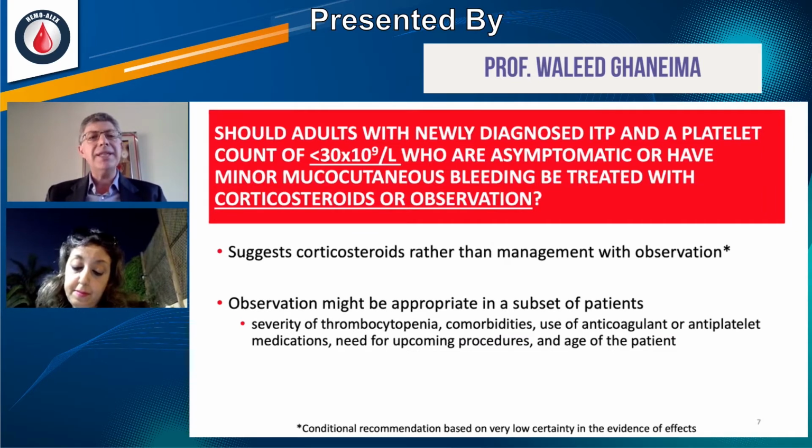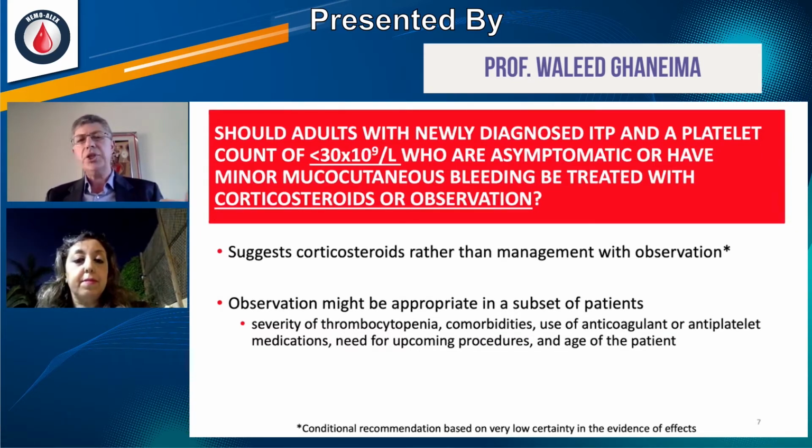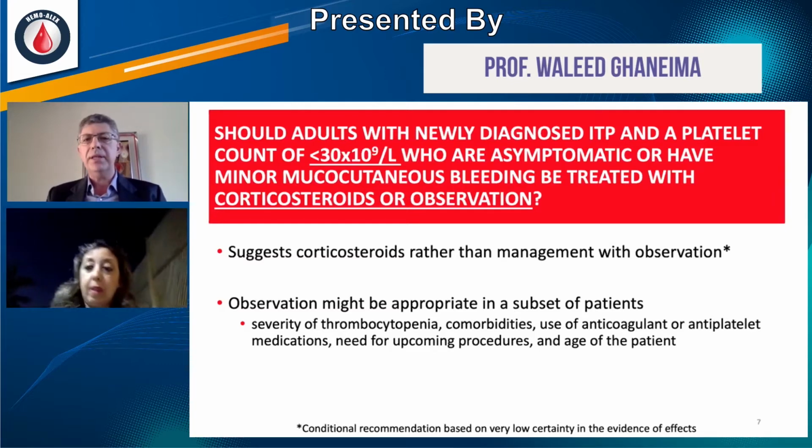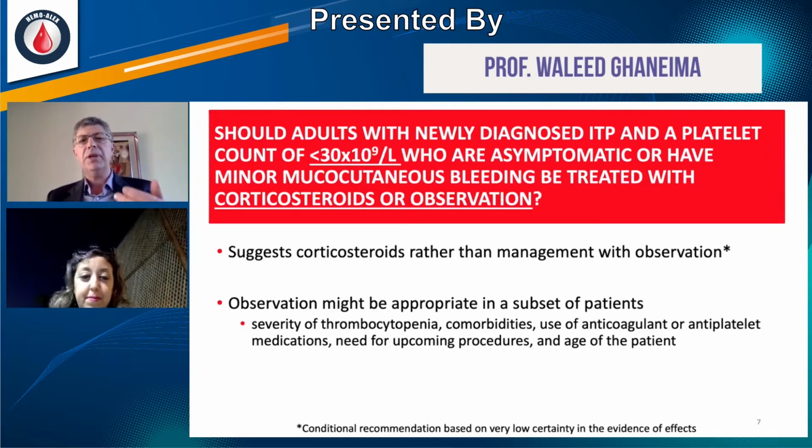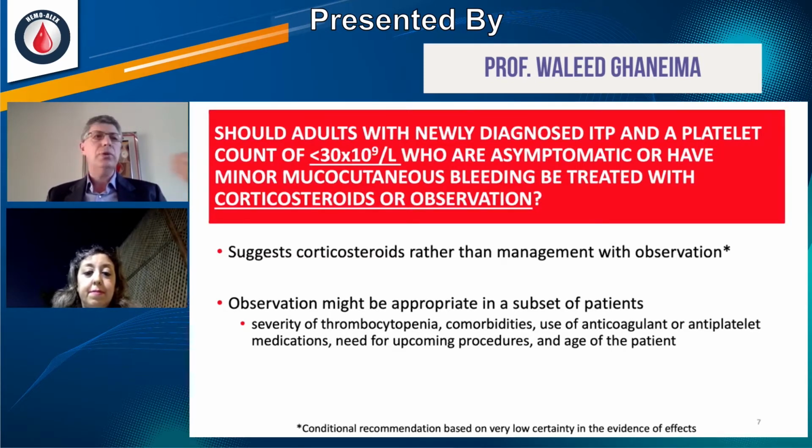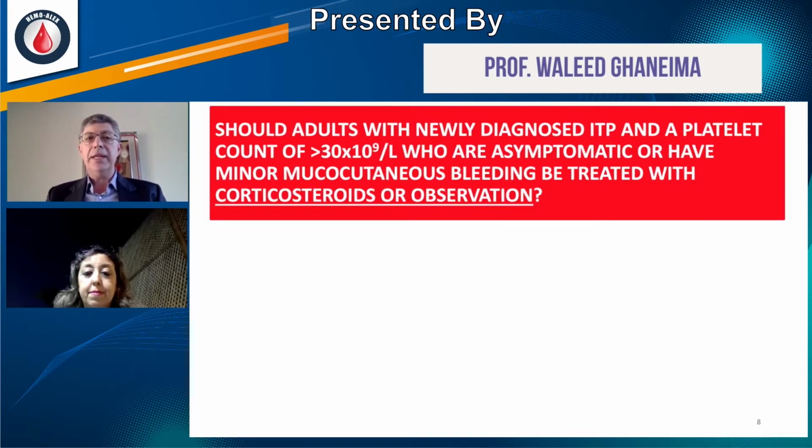But then they make a remark. They said, okay, in certain situations, observation might be appropriate in a subset of patients. For example, depending on the severity of thrombocytopenia, comorbidities, use of anticoagulants, and age of the patient. If you have a young patient who probably has had a viral infection recently, and you believe this will go away within a few weeks, and a platelet count of 26.7, probably you want to wait. So this is what the panel adds to the recommendation.